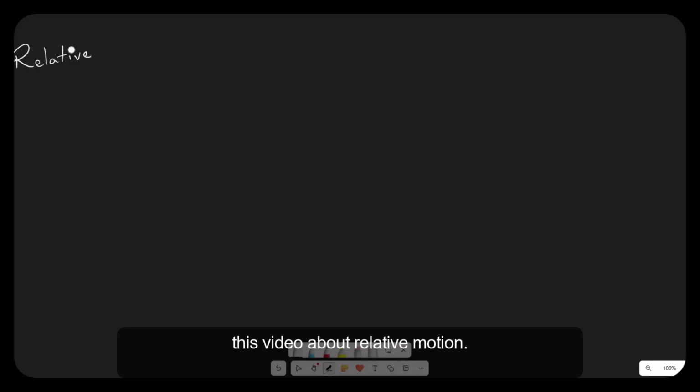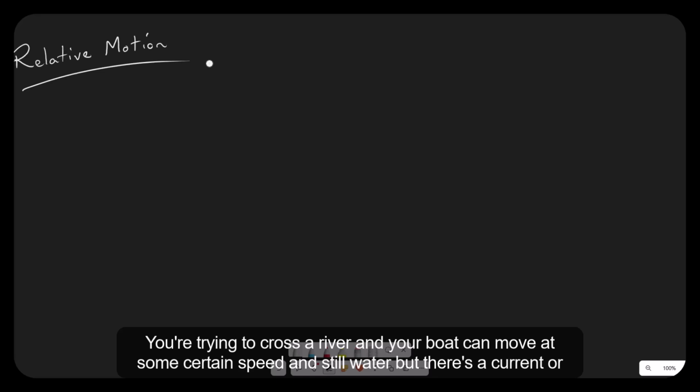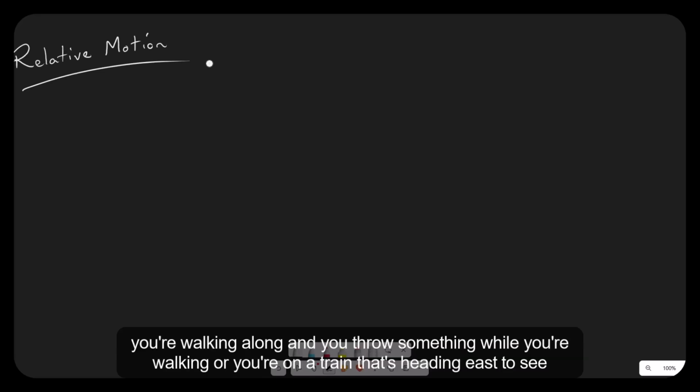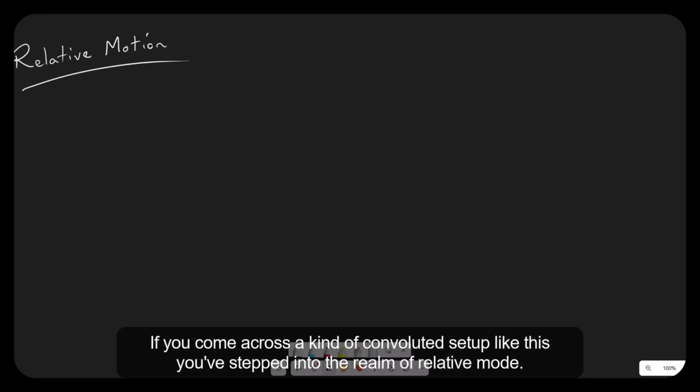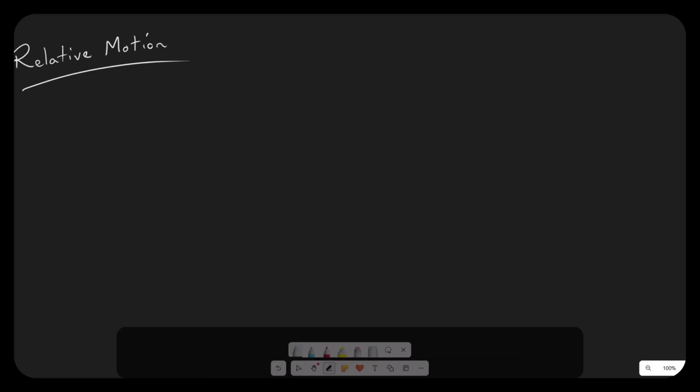This video is about relative motion. You're trying to cross a river, and your boat can move at some certain speed in still water, but there's a current. Or, you're walking along and you throw something while you're walking. Or, you're on a train that's heading east and you see someone out the window who's moving west. If you come across a kind of convoluted setup like this, you've stepped into the realm of relative motion.